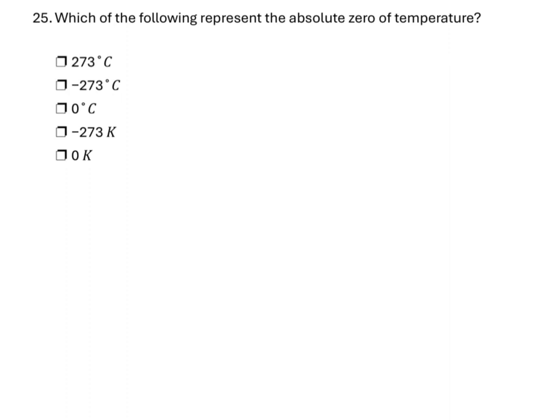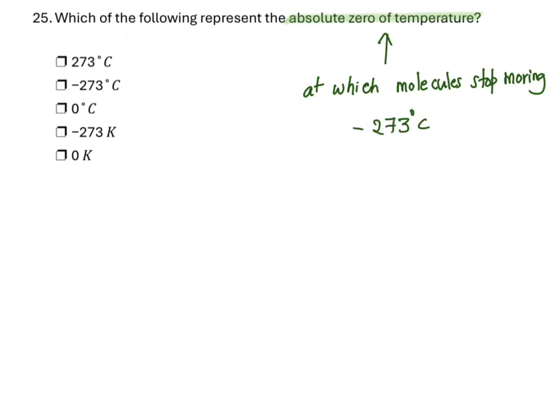The first problem is asking you which of the following represents the absolute zero for temperature. Now, absolute zero is the temperature at which molecules stop moving. So that temperature is negative 273 degrees Celsius or 0 Kelvin, and we need to memorize these numbers, and we need to know the unit also. So 0 Kelvin or negative 273 degrees Celsius.